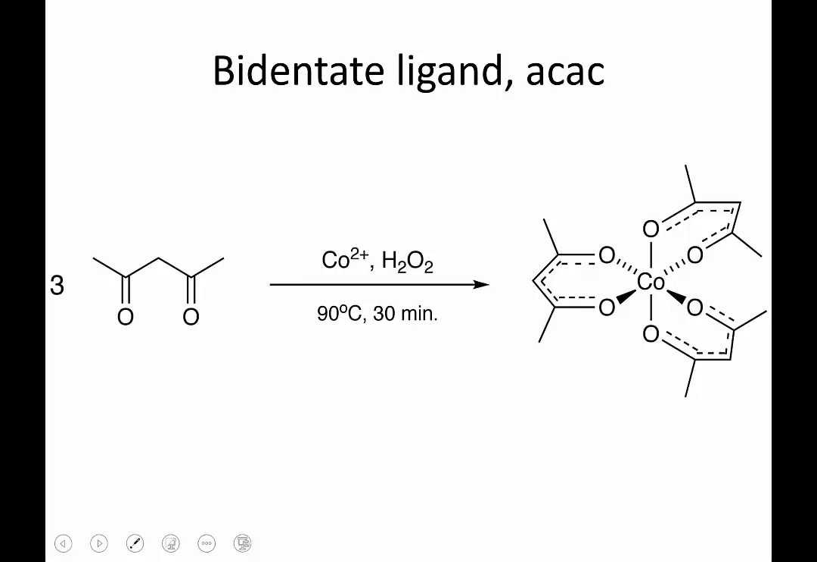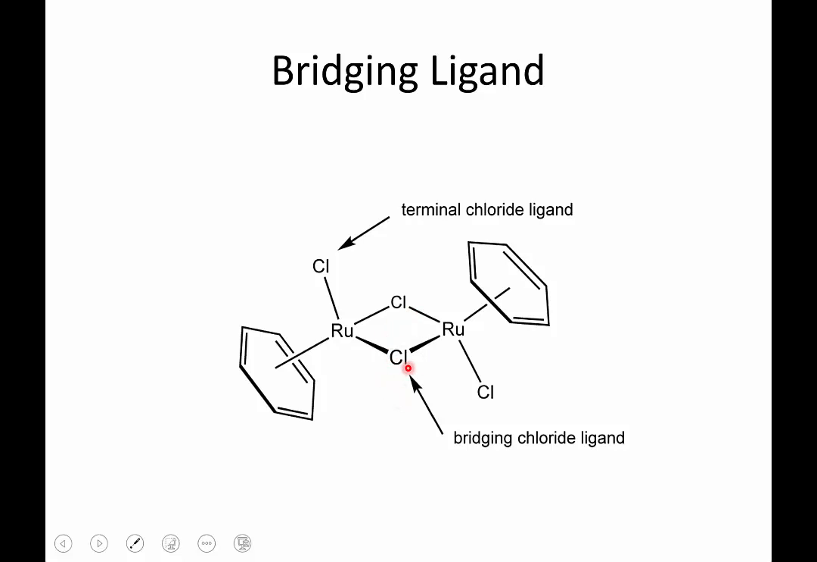This is an example of our bidentate ligand. We already talked about this. This is ACAC. Bidentate means that it simultaneously will donate two pairs of electrons to your metal ion. An example of a bridging ligand could be something like chloro. Chloro has four lone pairs on it, so one pair can be donated to one ruthenium and another to a different ruthenium. This is what's called a bridging ligand.